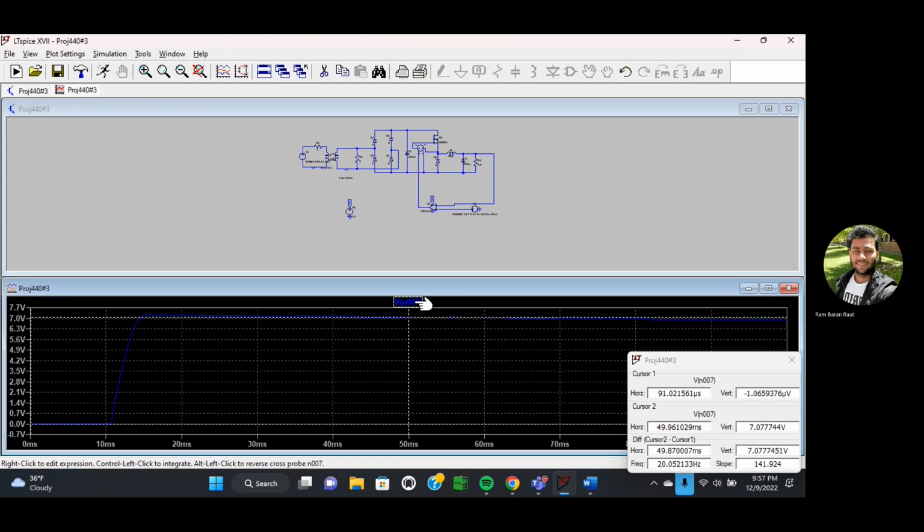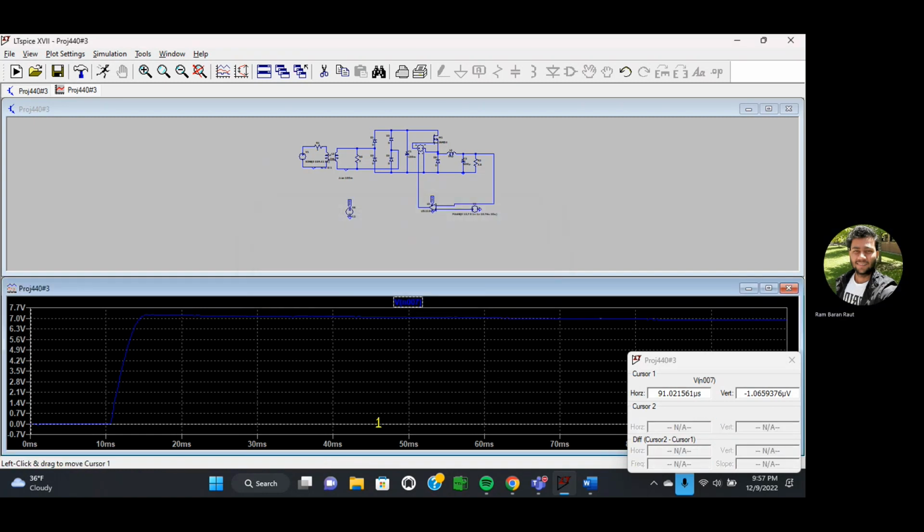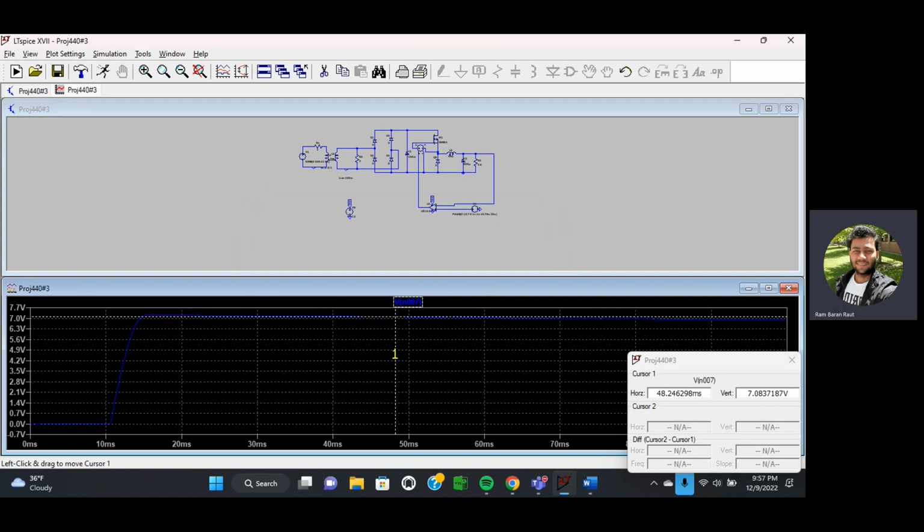Let's try. The voltage is the same, everything will be the same. We just need one cursor. Now it's like 7.08 volt, which is the requirement.